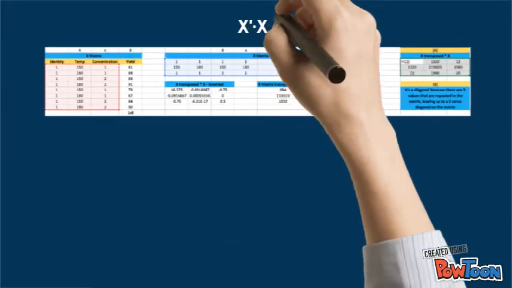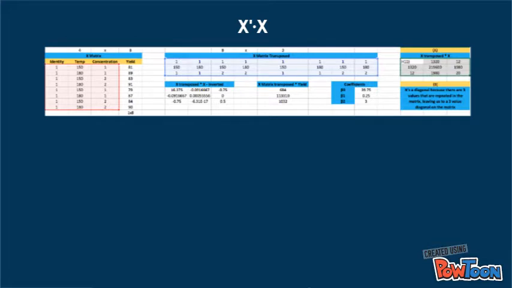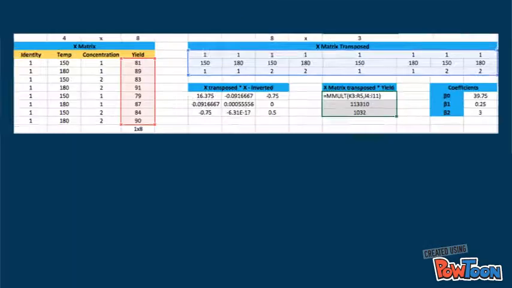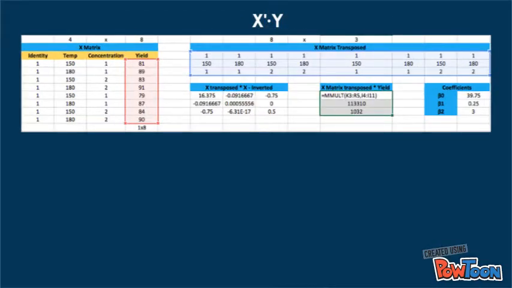X transpose times X is the product between both matrices, resulting in a 3 by 3 matrix. Thus we separate a 3 by 3 space and use the formula MMULT, inserting the matrices in the correct order. Afterwards, we separate a 3 by 3 space and use the formula inverse, selecting the previous matrix in order to get the inverse. In the case of X transpose times Y, we do exactly the same as X transpose times X, just instead of getting a 3 by 3 matrix, we obtain a 3 by 1.